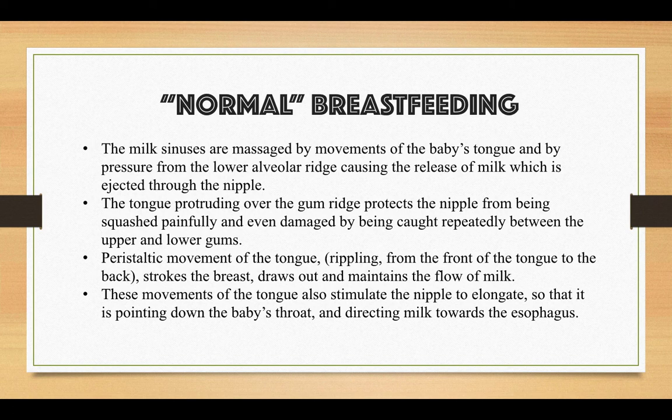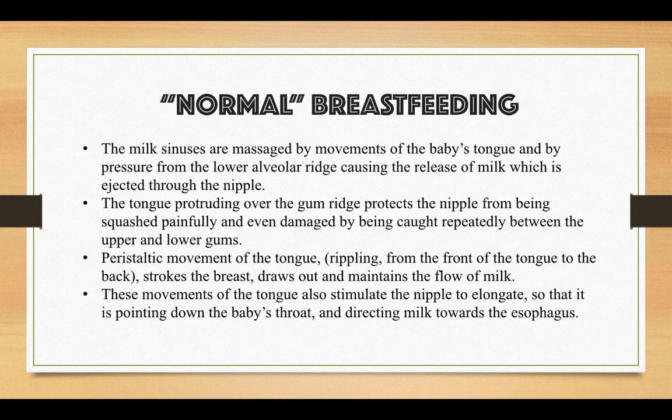In a tongue-tied baby who is unable to bring his or her tongue forward past the gums, we may notice damaged or bleeding nipples. Peristaltic movement of the tongue, rippling from the front of the tongue to the back, strokes the breast and draws out and maintains the flow of milk. These movements of the tongue also stimulate the nipple to elongate so that it is pointing down the baby's throat and directing milk towards the esophagus.